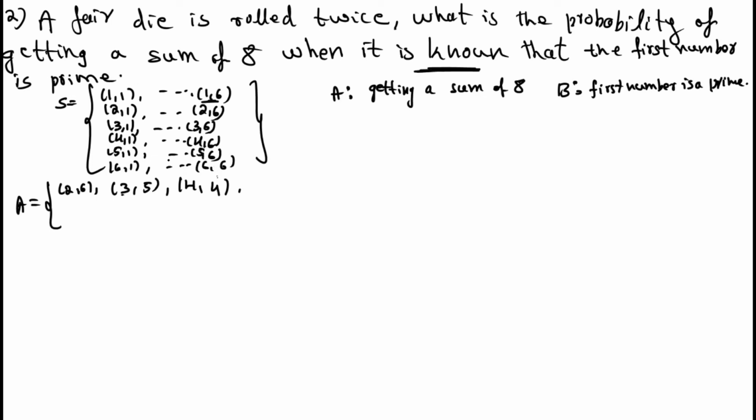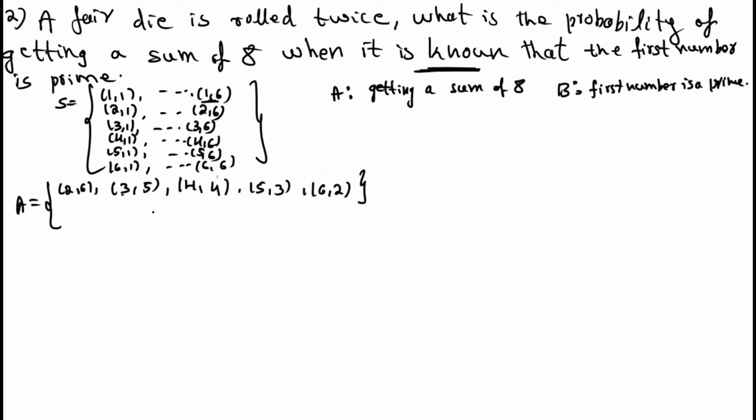Then 5 1, 5 2, 5 3 is possible: 5 plus 3 is equal to 8. 5 4 and 5 5, 5 6 are not possible. Then 6 1, 6 2 is possible, right? 6 plus 2 is equal to 8. 6 3, 6 4 are not possible because they exceed the value of 8.